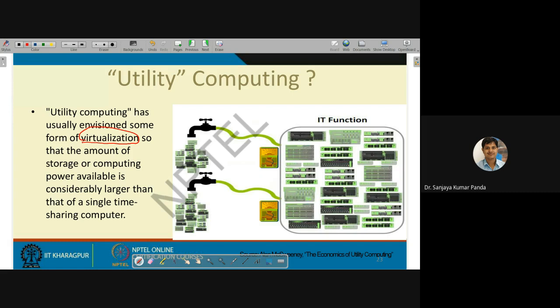Virtualization was very popular prior to cloud computing also, but it is really used in cloud computing to improve the utilization of the resources. So the amount of storage or computing power available is considerably larger than that of a single time-saving computer. Virtualization means that if there is a physical machine which was earlier dedicated to a particular user, now the same physical machine is dedicated to multiple users.